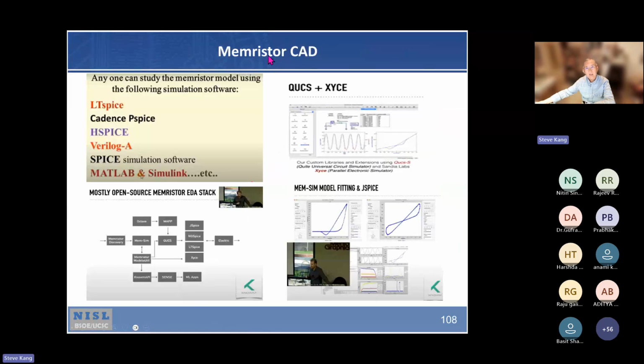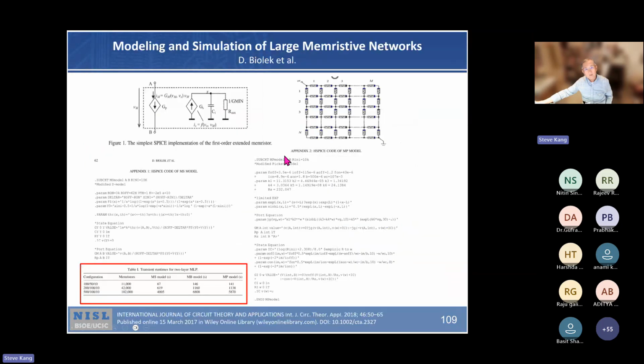And then Memristor CAD is also available now. Both Cadence and Synopsys support Memristor simulation and verification. So there are simulation tools: LTspice, Cadence PSpice, HSPICE, Verilog-A, MATLAB, and Simulink, etc. So there are many, many models also available in the literature.